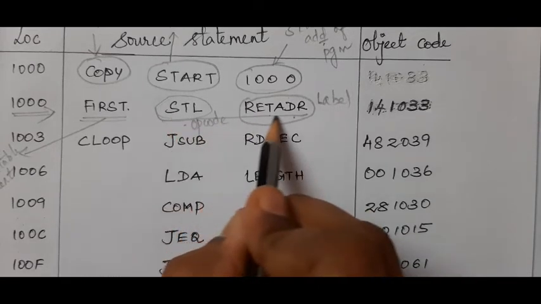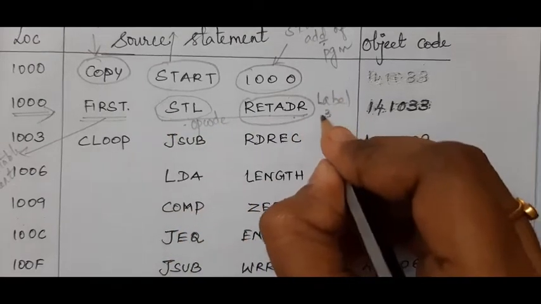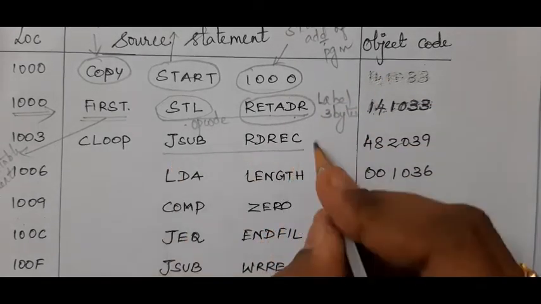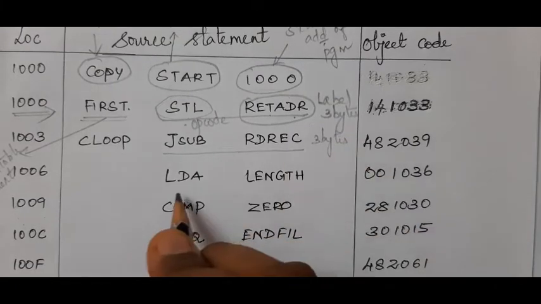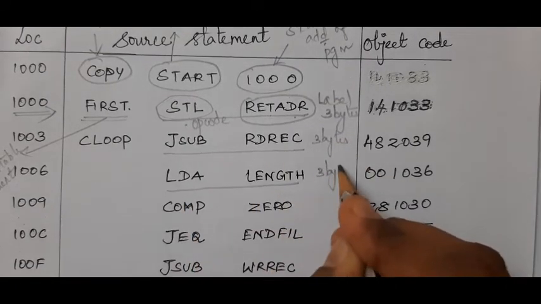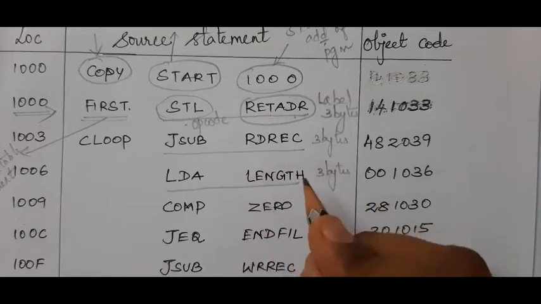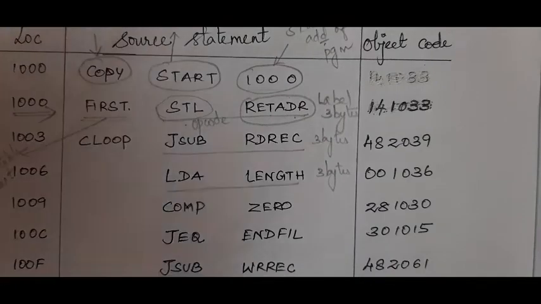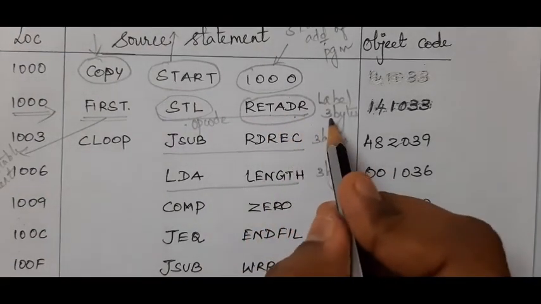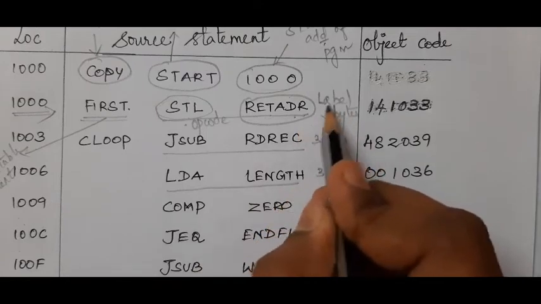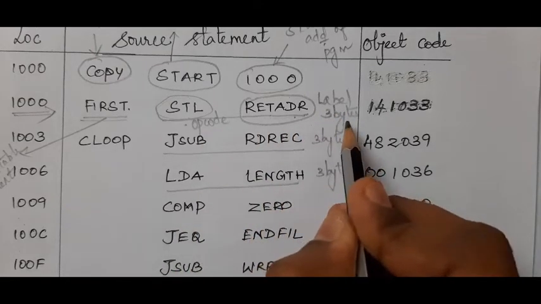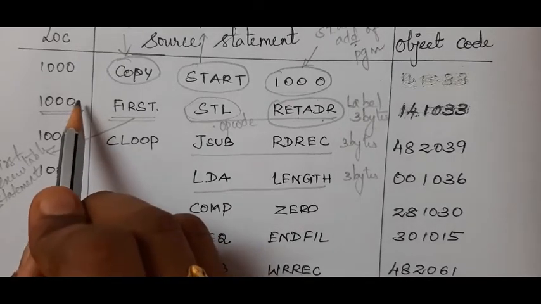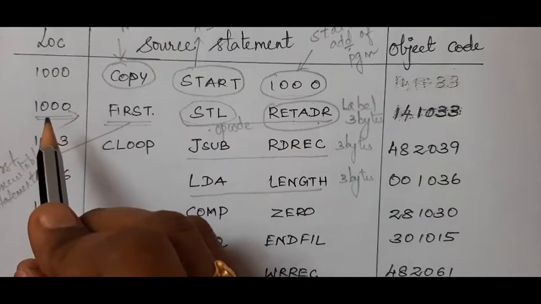This instruction occupies 3 bytes, the second instruction also occupies 3 bytes, the third instruction occupies 3 bytes, and so on. Since it is a SIC assembler, each and every instruction uses 3 bytes. So STL RETADR is an instruction that occupies 3 bytes. The starting address of the program is 1000. It occupies 3 bytes, which I have already told you how.